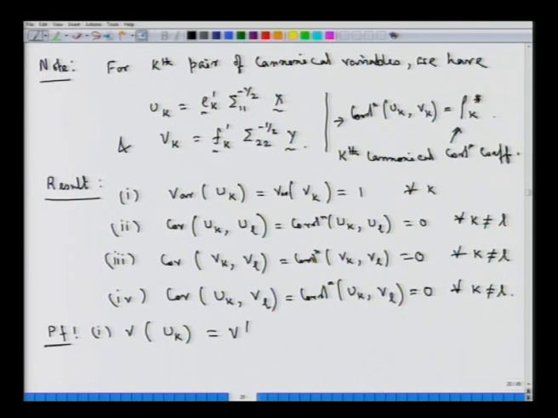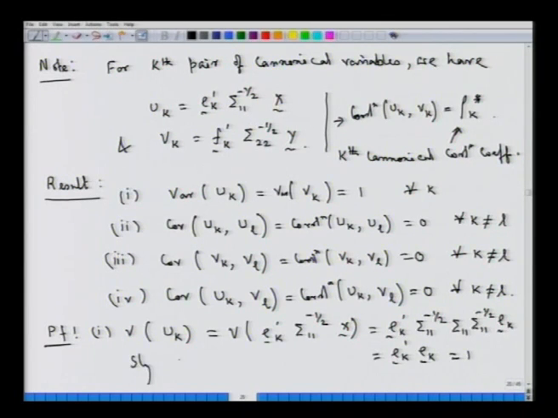derived is given by E_k' Σ11^(-1/2) times x. So, that is going to be equal to E_k' Σ11^(-1/2) times the covariance matrix of x, which is Σ11, times Σ11^(-1/2) times E_k. So, this will give us an identity matrix. So, this is E_k' E_k which is equal to 1.